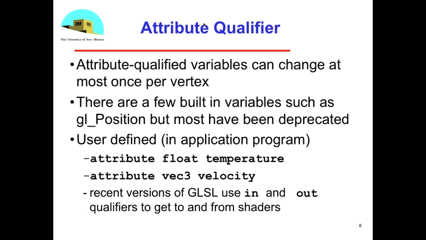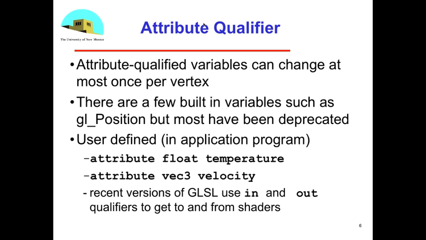So I identify that in the vertex shader as an attribute variable that comes over from the application, and we'll use, say, a float, and its value will be called temperature. So now I can refer to temperature in the code for that shader.